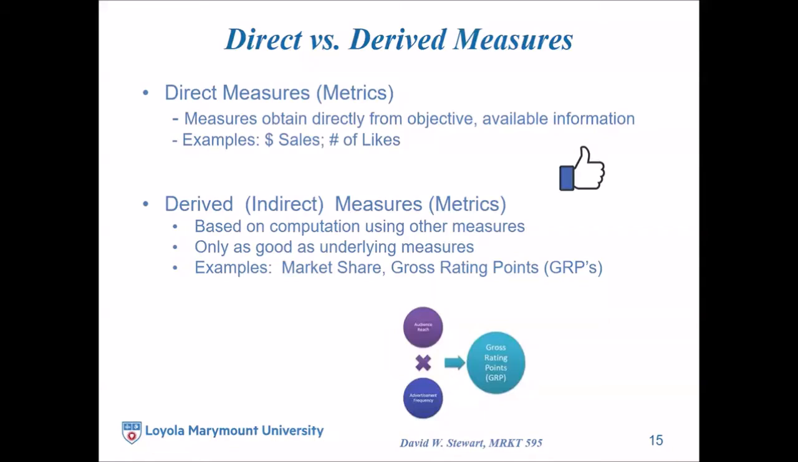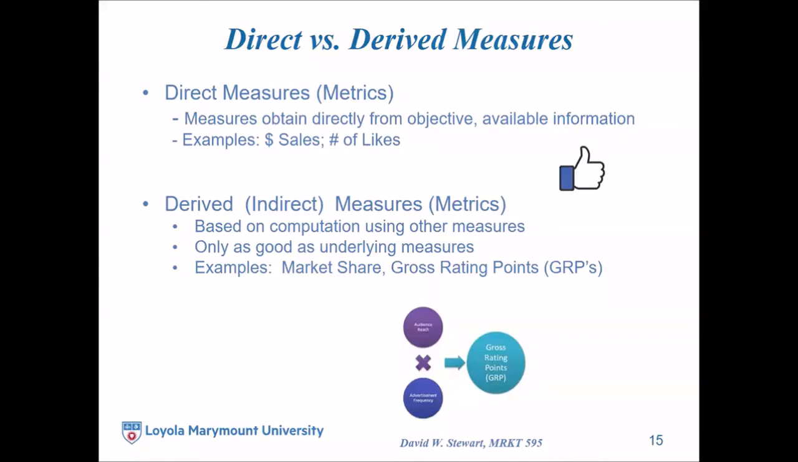Some measures that we use in marketing are direct measures. They come from objective, available information. Some of it we capture as a part of the transaction with the customer. Things like the dollars in sales or the number of likes on a Facebook page. Those are really direct measures. But there are also measures that we often compute based on other measures. We call these indirect. So they're based on computations of some sort. That means they're really only about as good as the underlying data. One indirect measure that we look at frequently is market share.